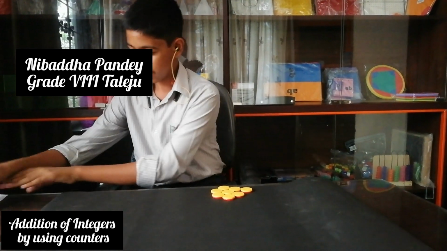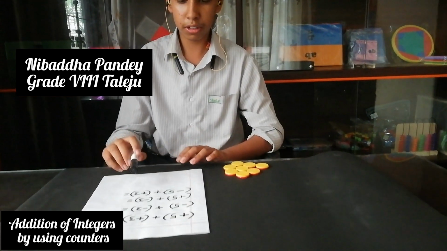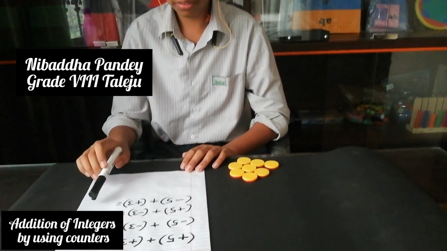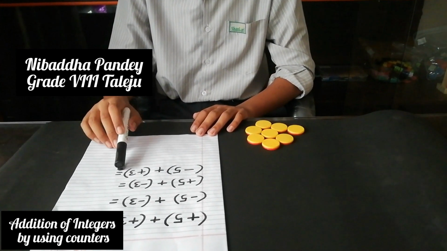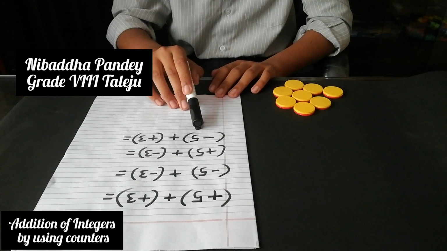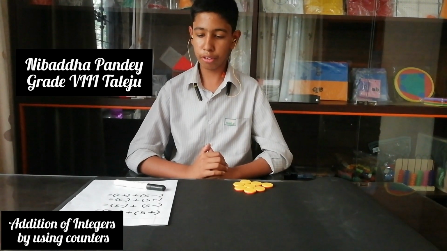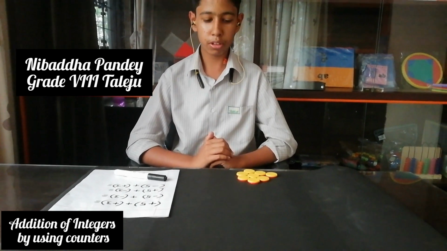So now I'm going to solve some problems with the help of counters. These are the problems here. As you can see, it's +5 plus +3, -5 plus -3, +5 plus -3, -5 plus +3. Let's get started with the first problem. The first problem is +5 plus +3.